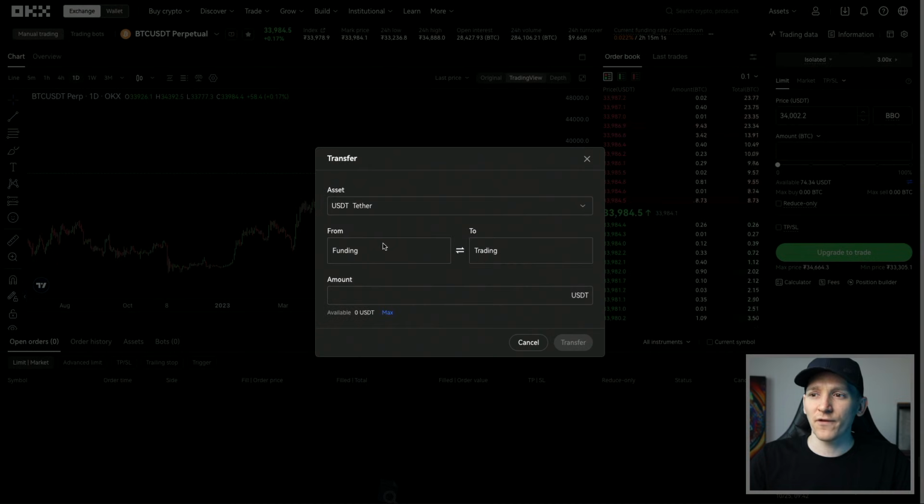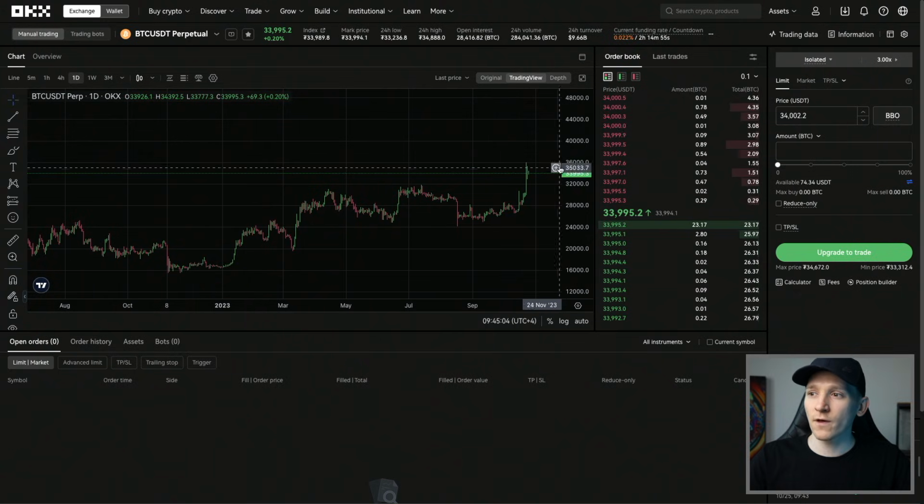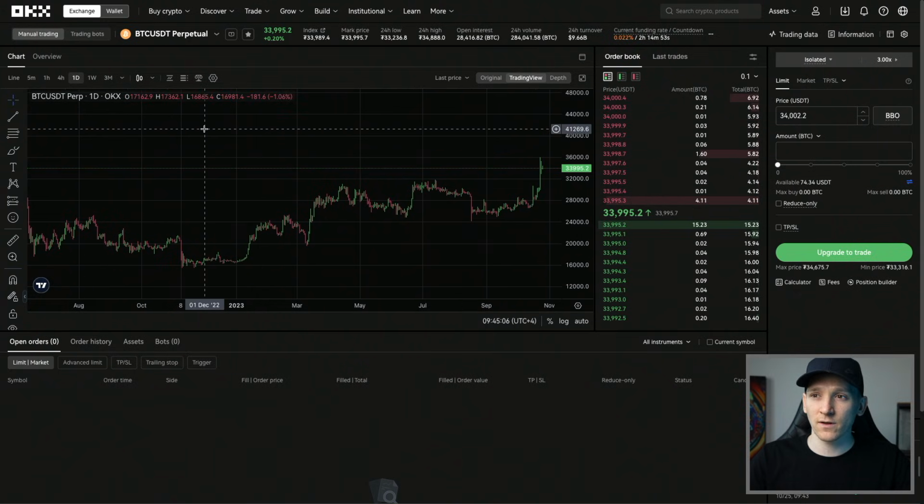And then you can just fund from your funding account into your trading account. And that's where you need it to trade. If you need to get money onto OKX, you don't know how to do that, like I said, the beginner's guide's down below.